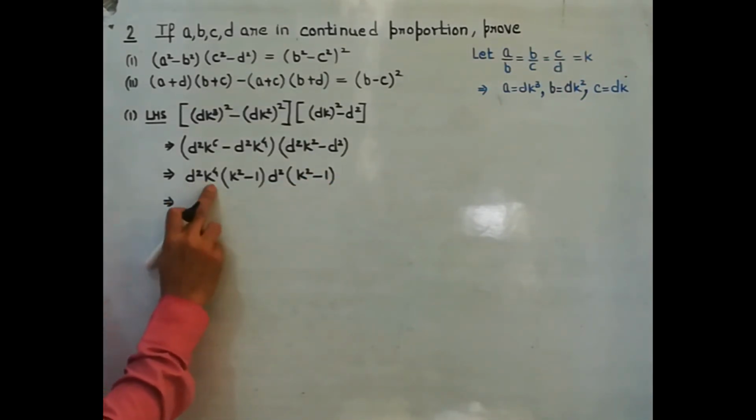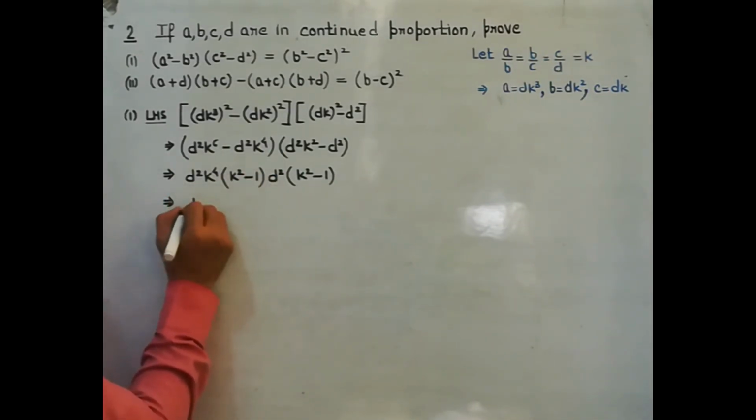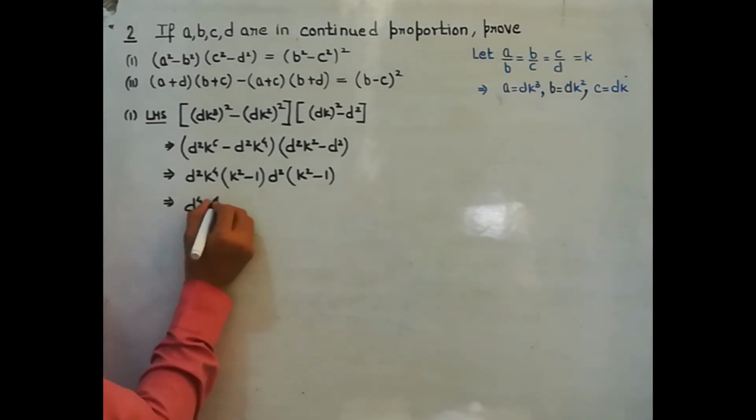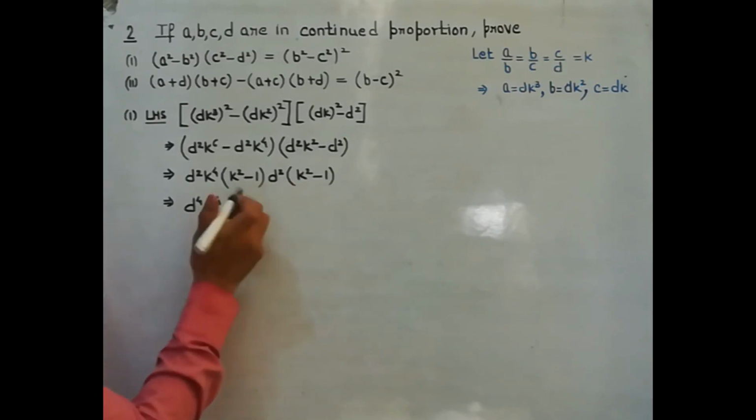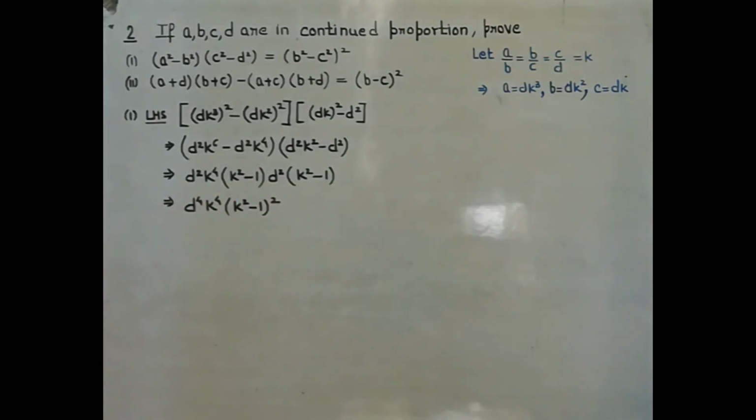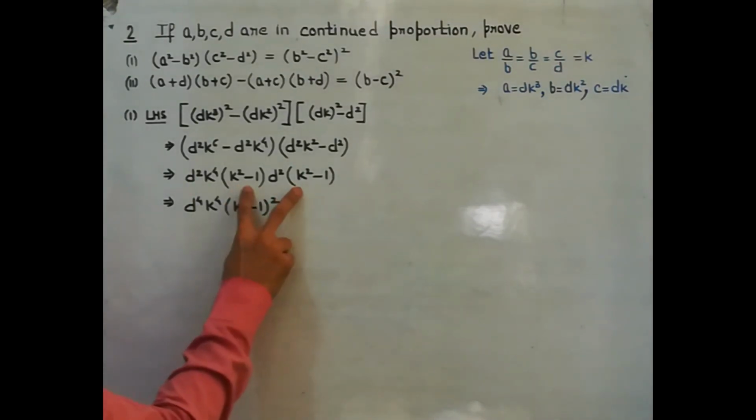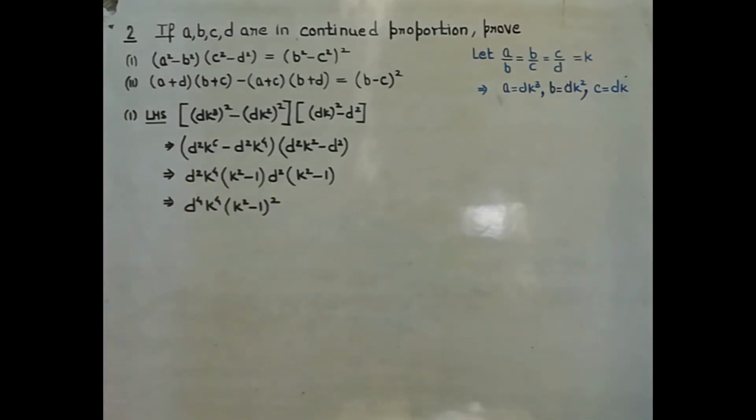Now this d square k power 4 multiplied by d square will give you d raised to power of 4 into k raised to power of 4, and when these two brackets are multiplied, you will get whole square like this. Hope this is clear to you. When you multiply these two brackets, you will get whole square, and d square multiplied by d square. Now we have got the left hand side.